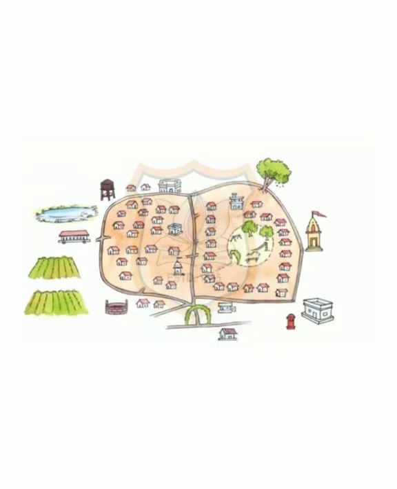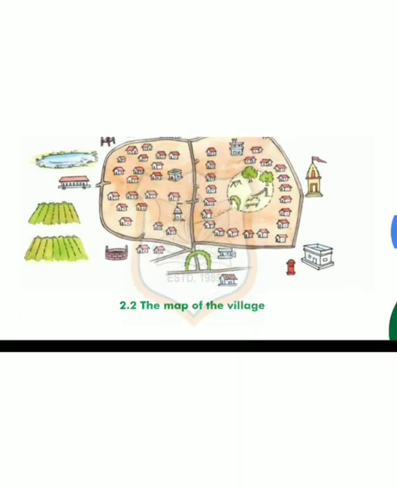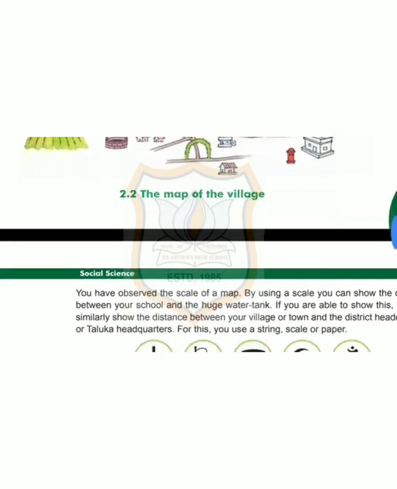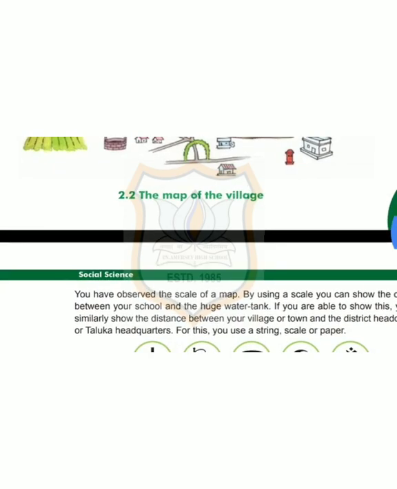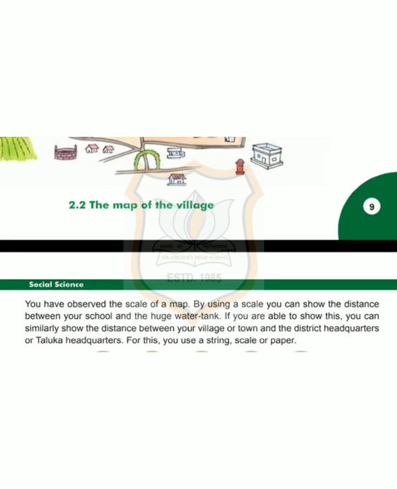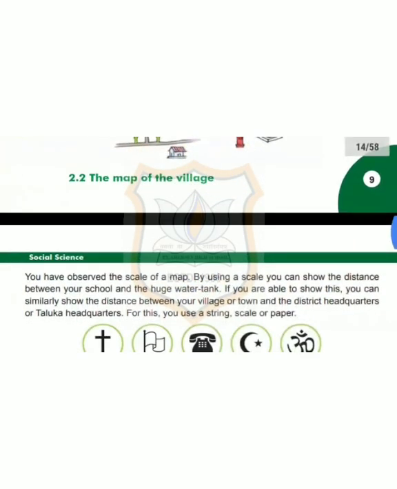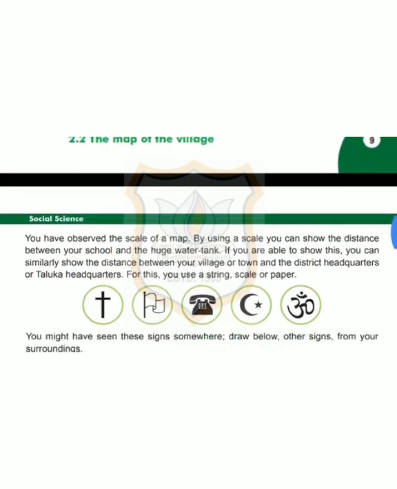Now children, look in your textbook, page number 9, the map of the village. Now let me explain to you. You have observed the scale of a map. By using a scale, you can show the distance between your school and the huge water tank. If you are able to show this, you can similarly show the distance between your village or town and the district headquarters or taluka headquarters. For this, you use a string, scale or paper.